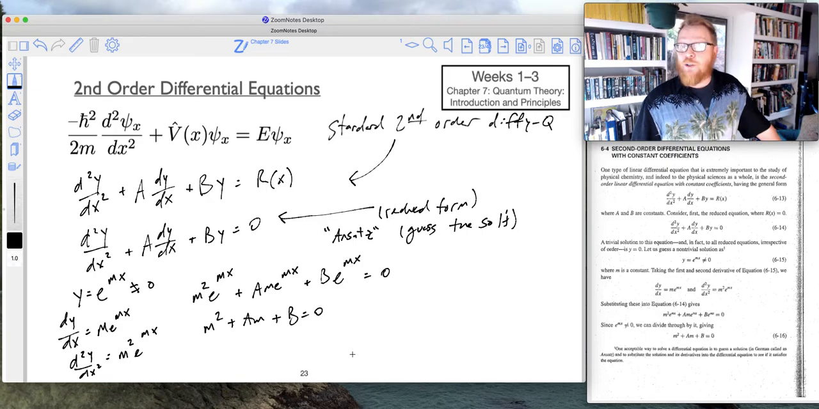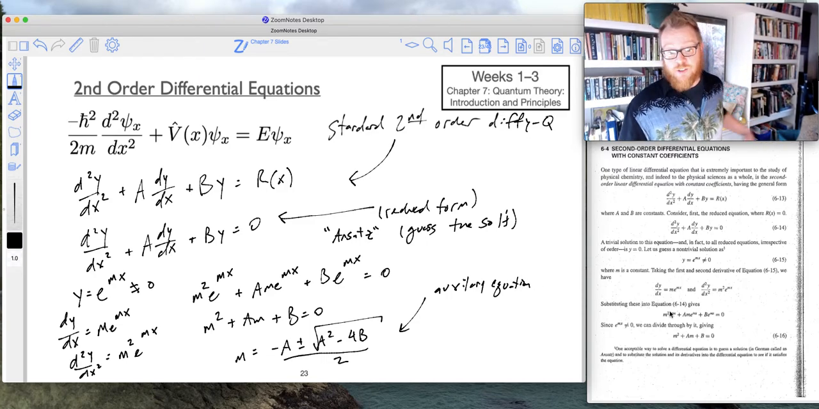And look at that. We've reduced this differential equation to a simple quadratic where we now know that m equals negative a plus or minus the square root of a squared minus 4b, all over 2. And this is what we call the auxiliary equation. You'll notice this document to the right walks you right through that.